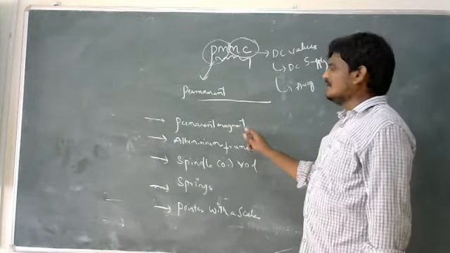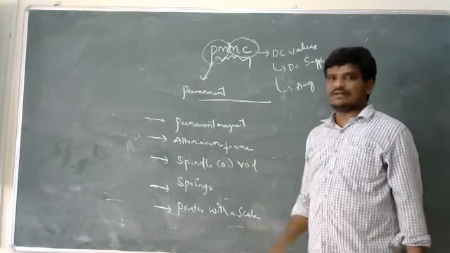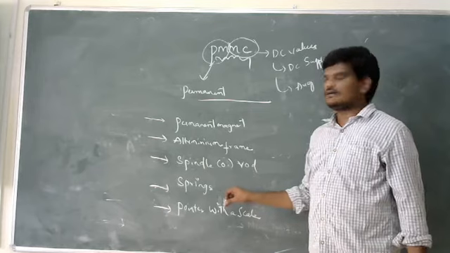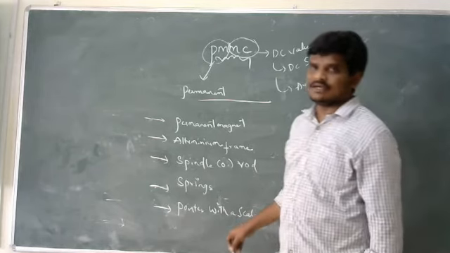First, I am going to use permanent magnets in this instrument, and the next one is the aluminium frame. Third is the spindle or rod. Fourth is springs, and the fifth is the pointer, which is attached to a scale.